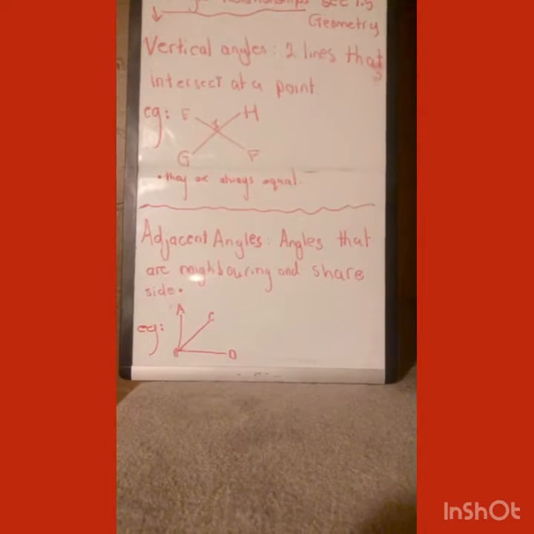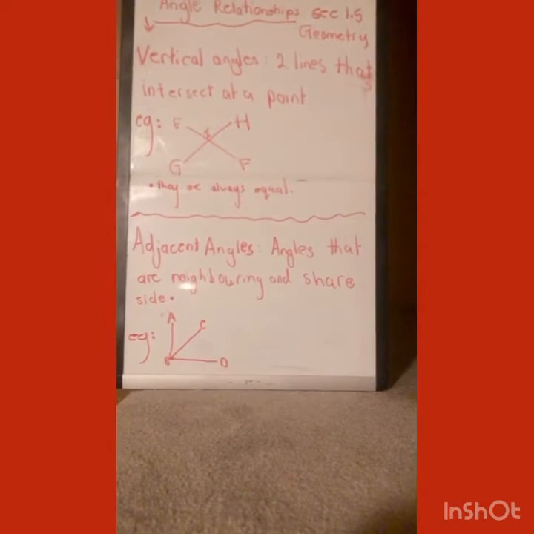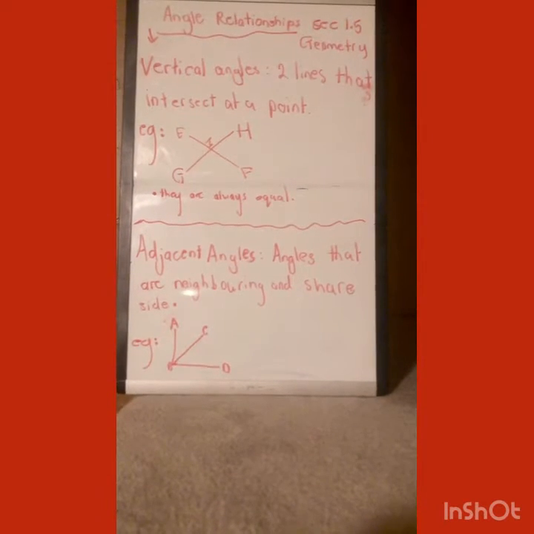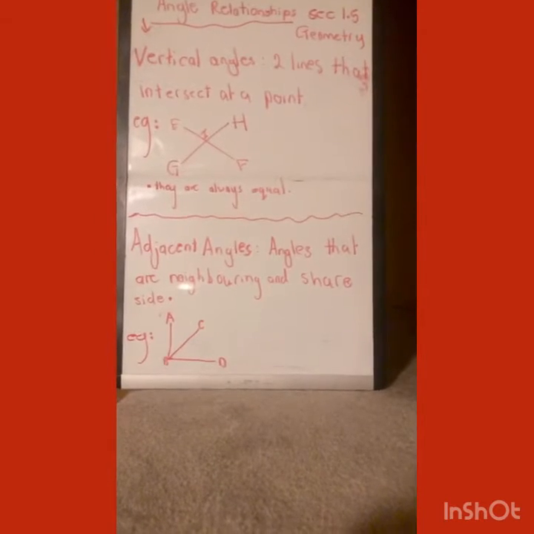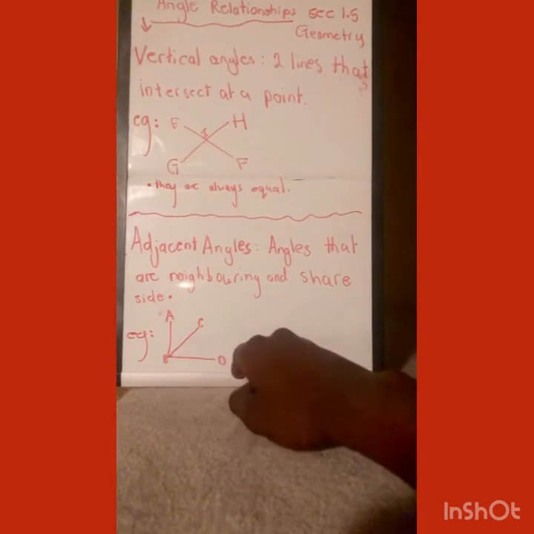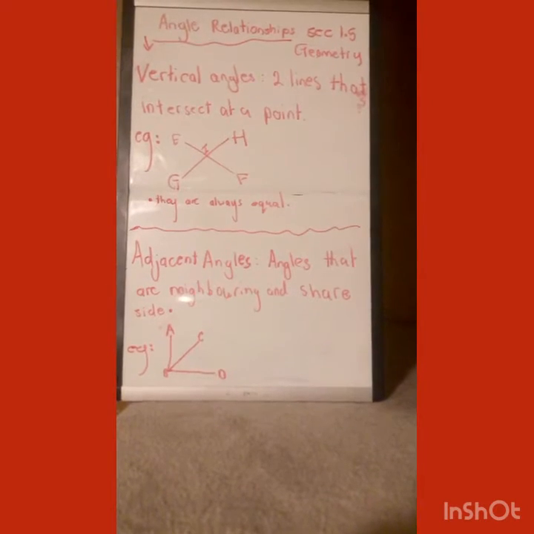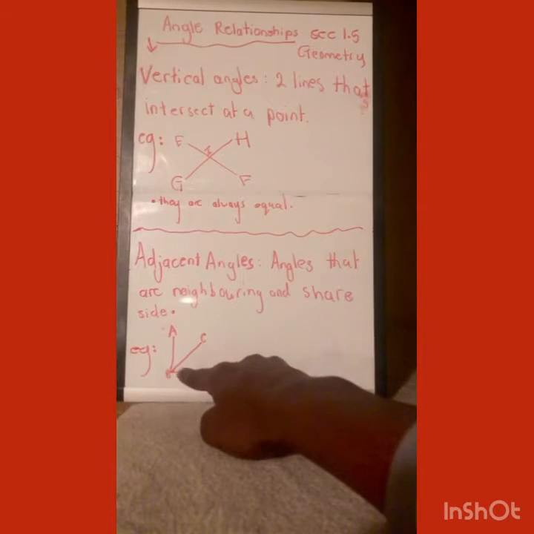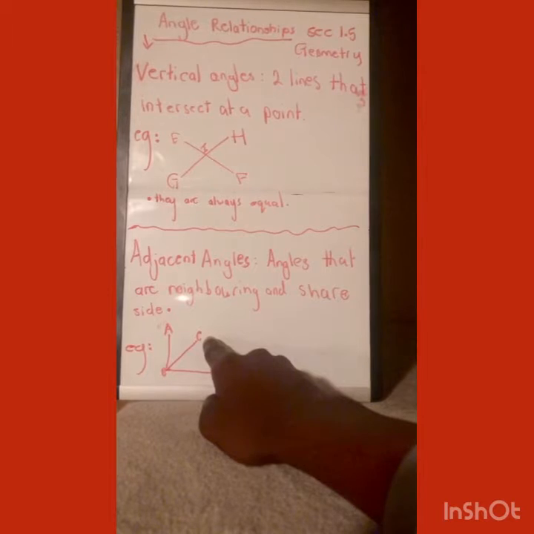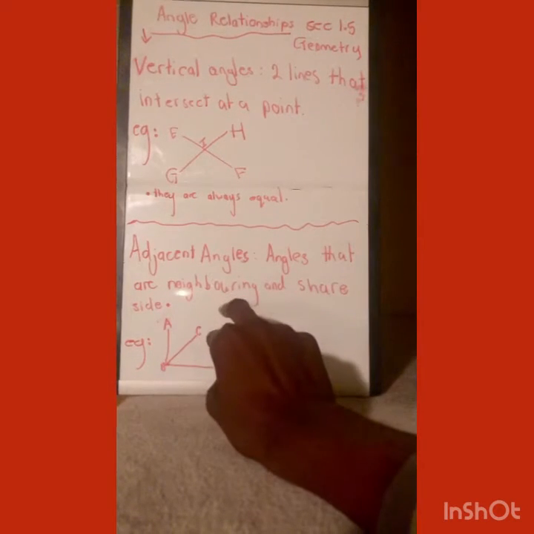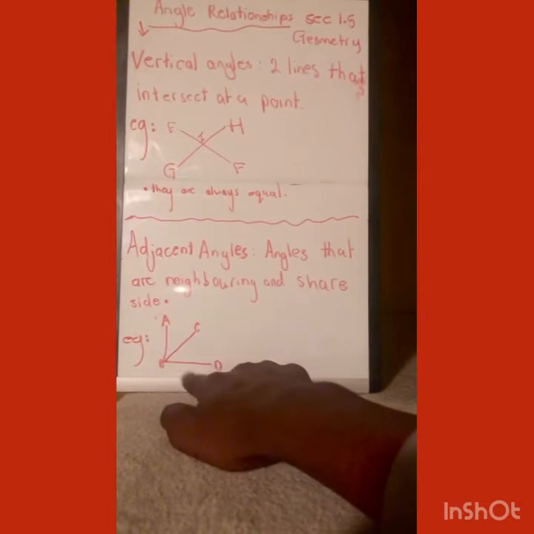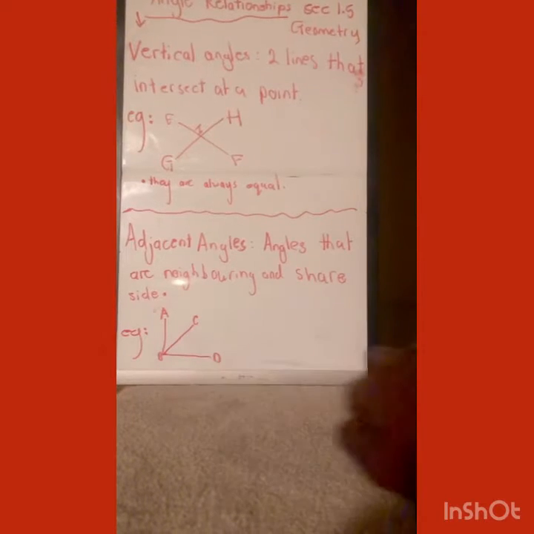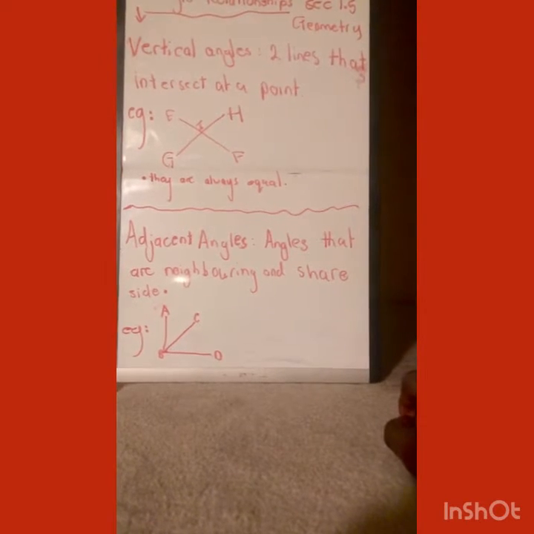Next, we have adjacent angles. These are basically angles that are neighboring and they share a common side. So let's look at the example over here. We have angles ABC and CBD. Now, what makes these angles adjacent is that they are neighboring, but they have a common side. That is the core thing to making two angles adjacent to each other. They share a common side. Angles ABC and CBD share the common side, which is BC or CB, however you want to call it.